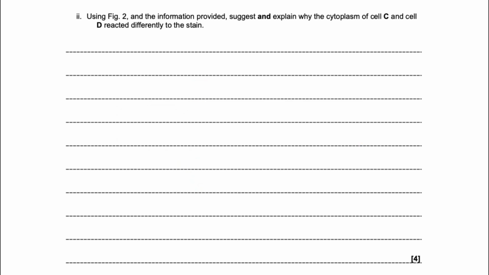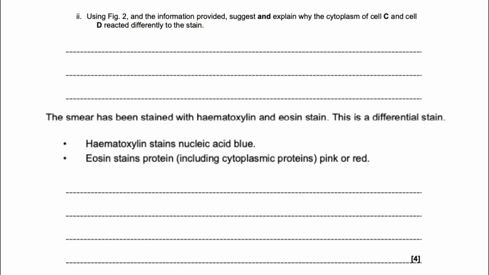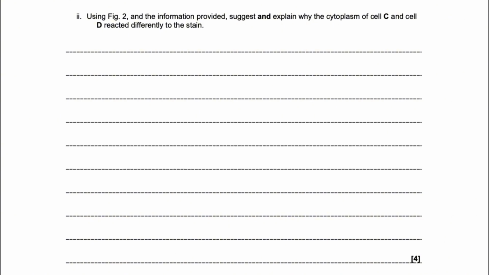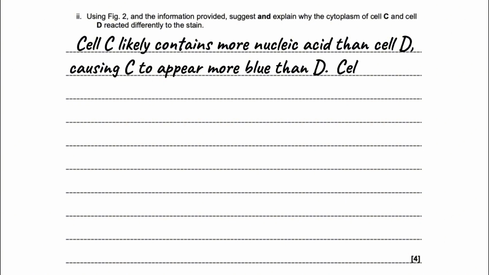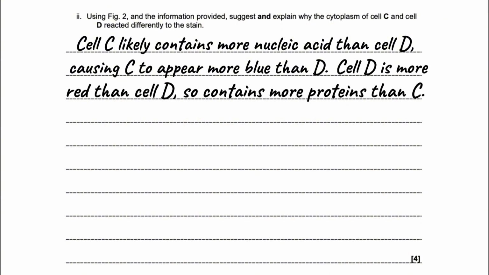From the question itself, we learnt that hematoxylin and eosin have been used to stain the cells, and hematoxylin stains nucleic acid blue and eosin stains protein pink or red, including cytoplasmic proteins. Using this information, since cell C is really blue, we can assume that cell C has more nucleic acid than cell D, therefore the image appeared blue. You should also say D is more red, which means that it definitely has more protein than cell C.